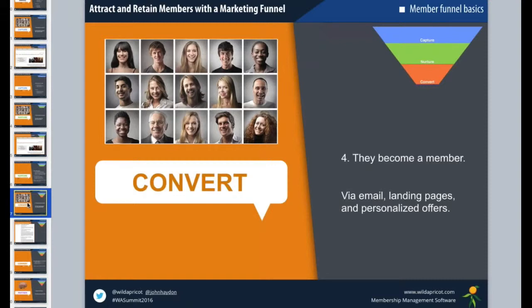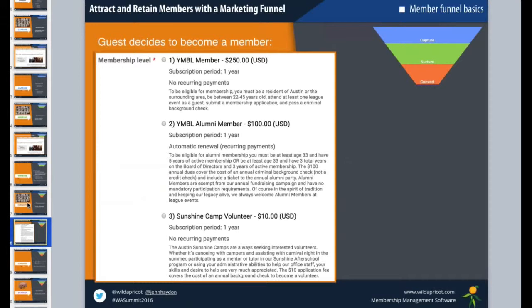And then we convert, all right? So they become a member. They click on an email, they go to the landing page, and they see some sort of personalized offer. If you join today, you can get X% off. Click this link, okay? And here's an example here from this organization giving people different levels.